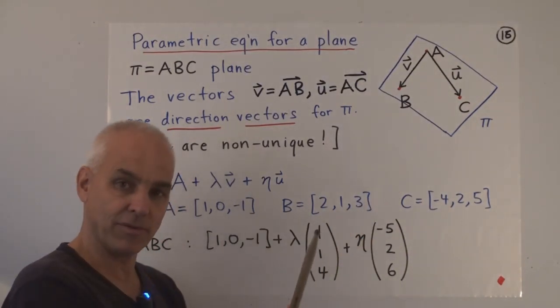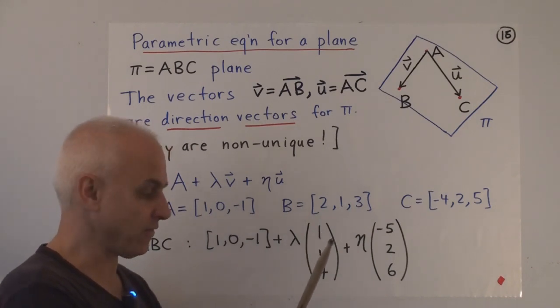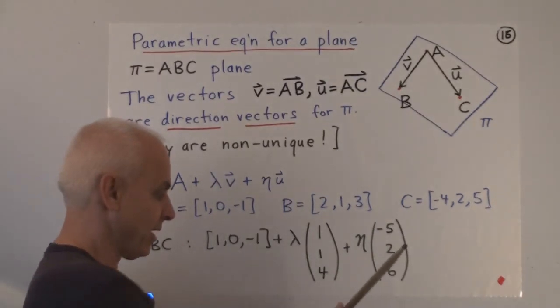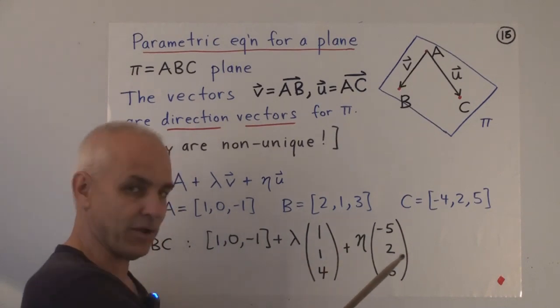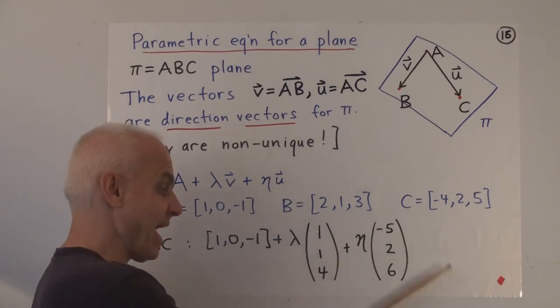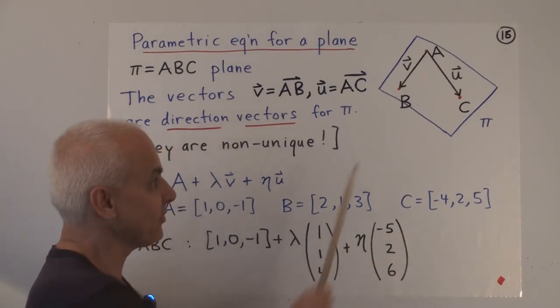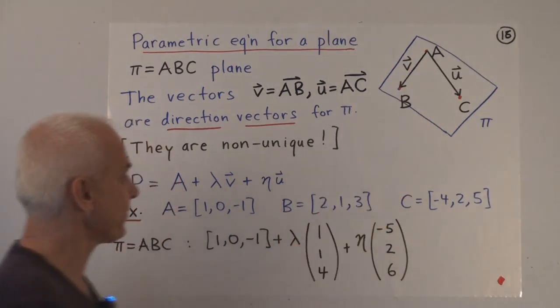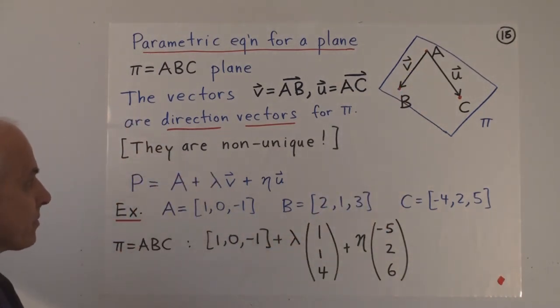However, this, pointing towards you, is not a direction vector for this plane, because even if we translate it, it doesn't lie entirely in the plane. Of course, a plane has many possible different direction vectors, and we're just choosing 2 of them. So they are highly non-unique.